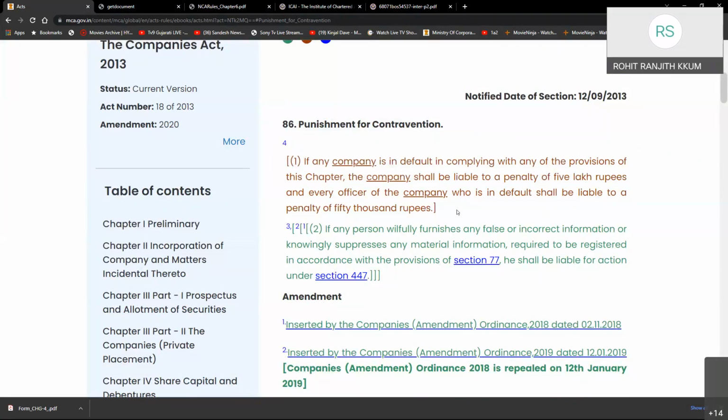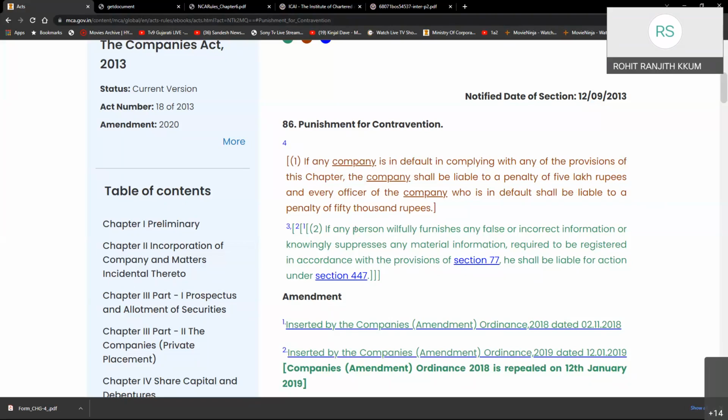You tell me one question: here the penalty is for only officers, or for both company as well as officers? Come on, try to. It is for both. Company will be punished for the 5 lakhs. What does it mean? Can I say that when the company is punished for the 5 lakhs, the bank balance of the company will be affected? Come on. Can I say the bank balance of the company will be affected?